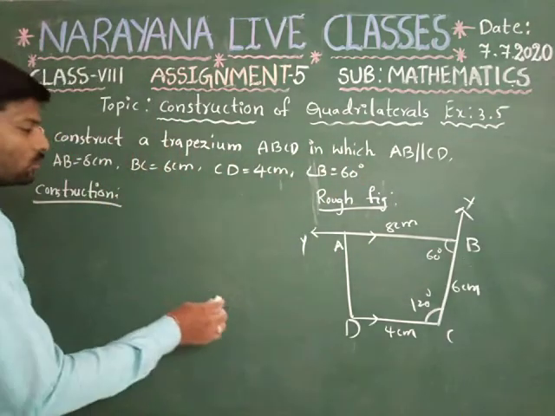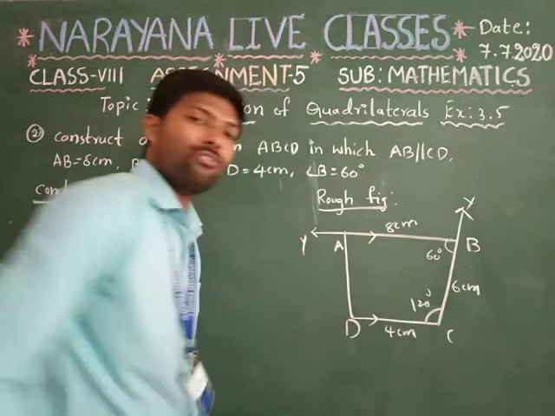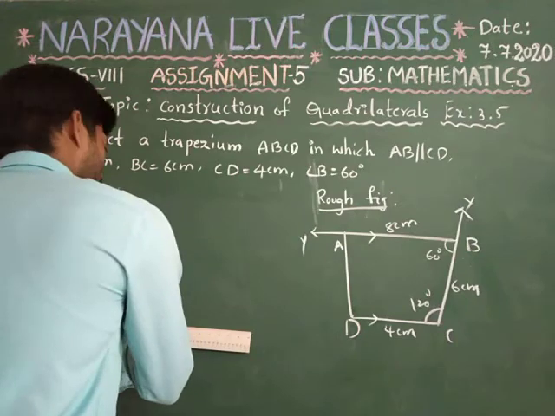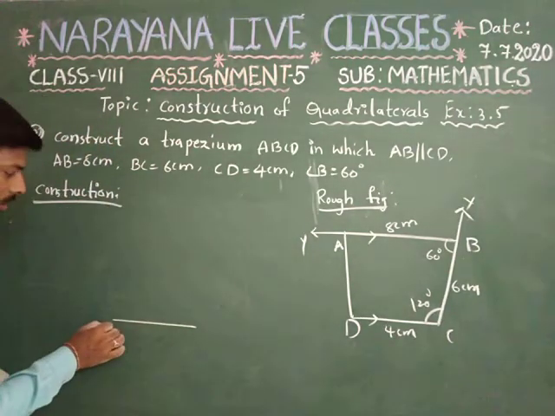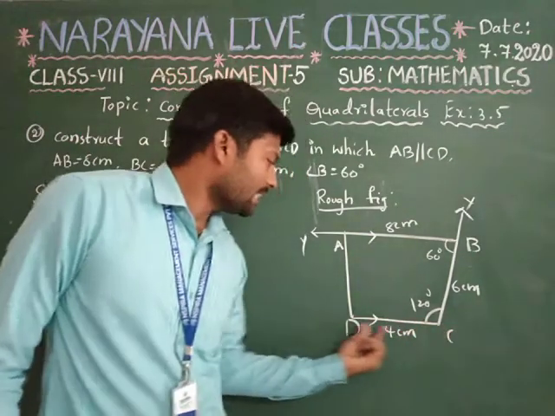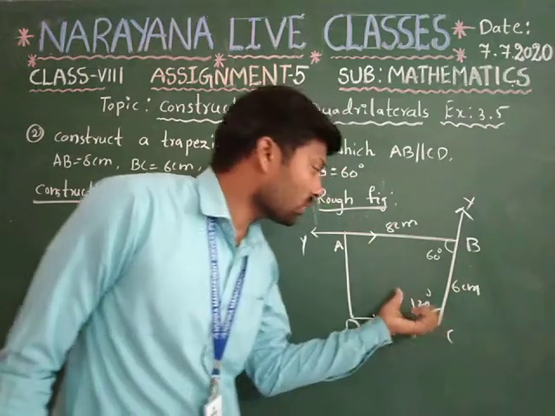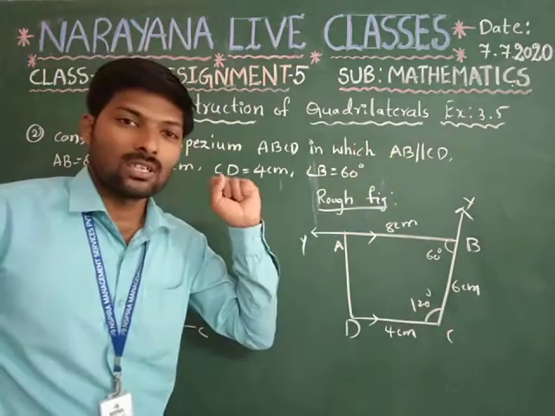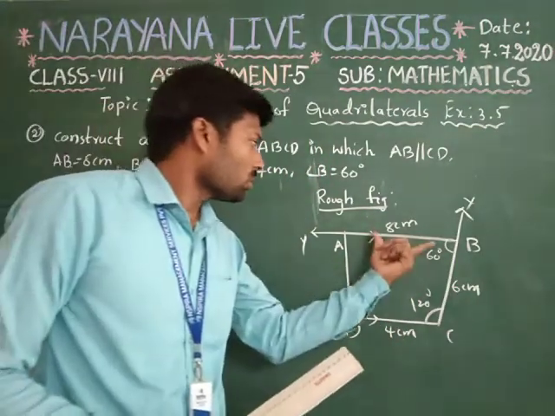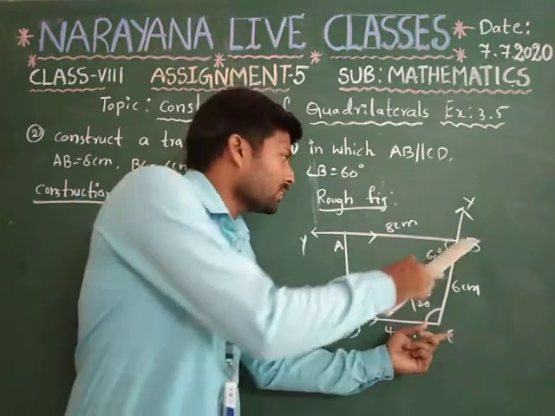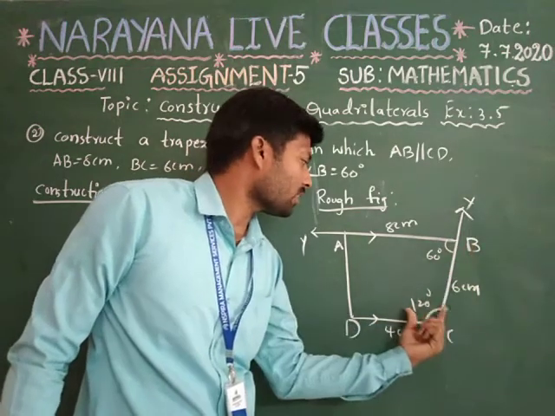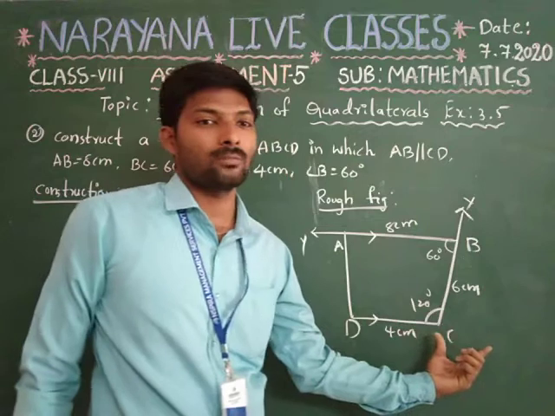First of all we have to draw a line segment CD whose length is 4 centimeters, that is D and C, which is 4 centimeters. Again, from point C, angle DCB is equal to 120 degrees, but this 120 degrees is not given in the question. So how are we going to take it as 120 degrees? From the properties of a trapezium, two lines are parallel, and BC, or the ray CY, can act as a transversal. The angle is 120 degrees at point C.